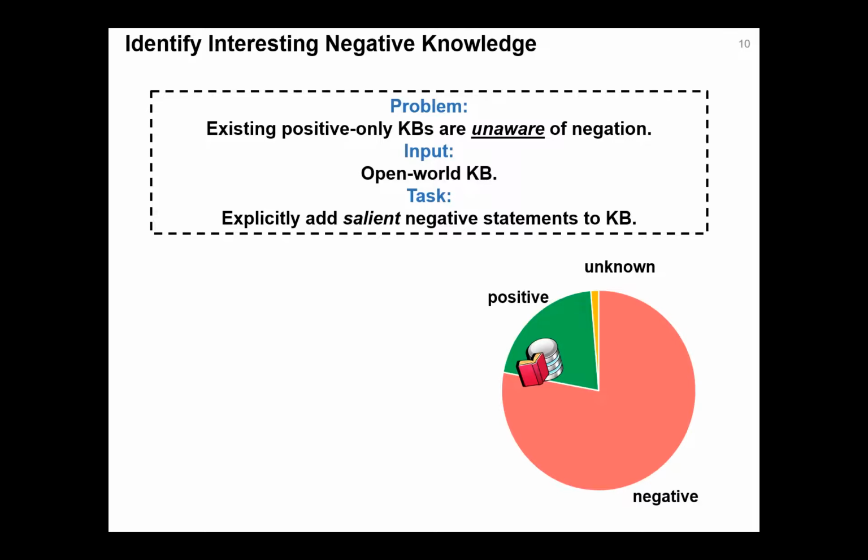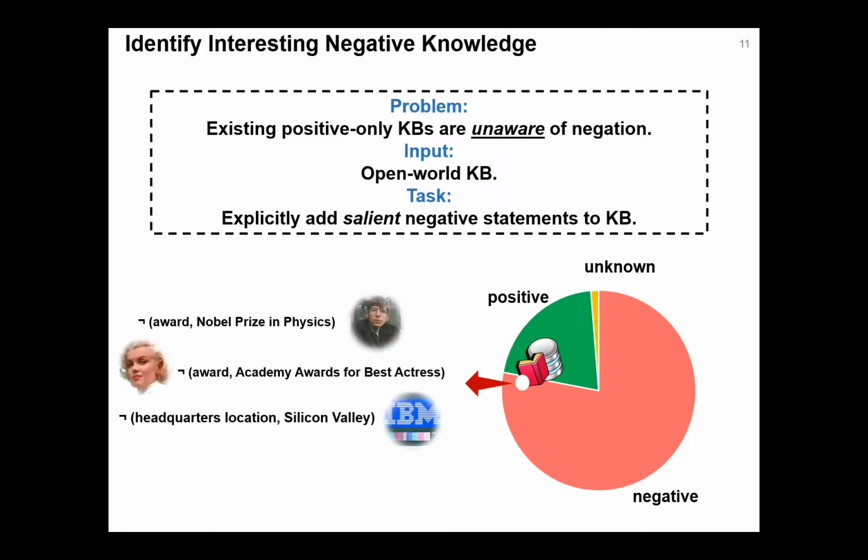And the main question in this part is what kind of negation we want it to be aware of. And the answer is useful negative knowledge. Something like Stephen Hawking never received a Nobel Prize in physics. He's a famous physicist. That's interesting. Marilyn Monroe, one of the most famous actresses in Hollywood, never received an Oscar. IBM's headquarters is not Silicon Valley. So this is the kind of negation we want to add.